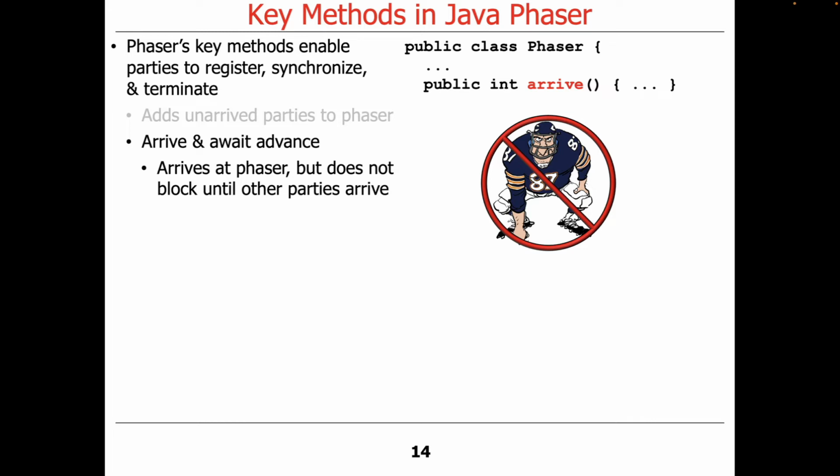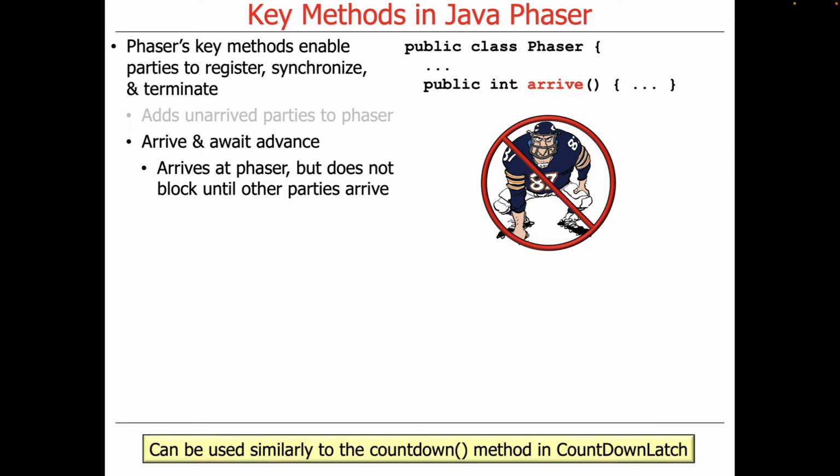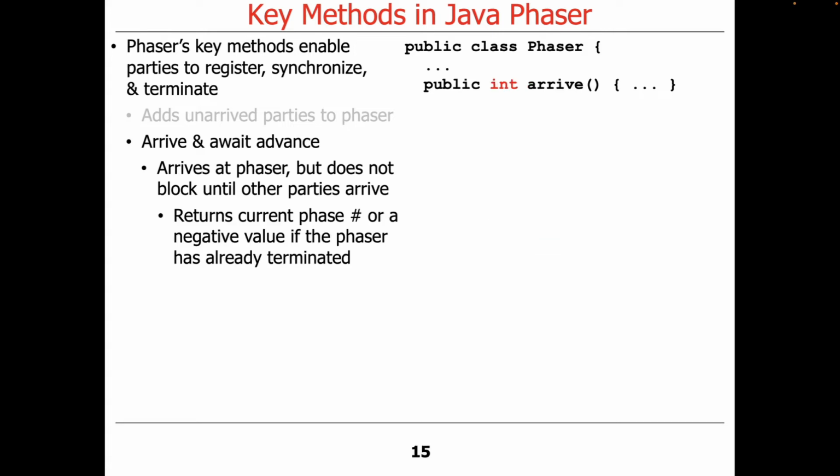Arrive arrives at a phaser, but does not block until other parties arrive. So we're not awaiting anything, we're just arriving. You can think of this as similar to the countDown method in CountDownLatch. When you call countDown, it doesn't block. It just says, I'm here, and it goes ahead and decrements the count by 1. Arrive returns the current phase number, or it'll return a negative value if the phaser has already terminated. So that's the way you know if you're arriving at a phaser that's already been shut down.